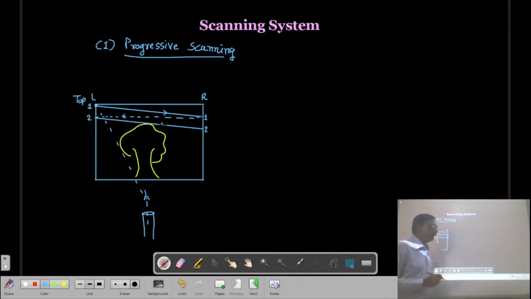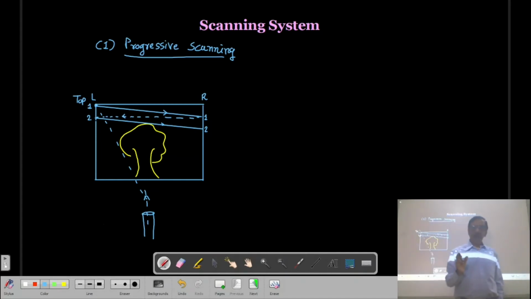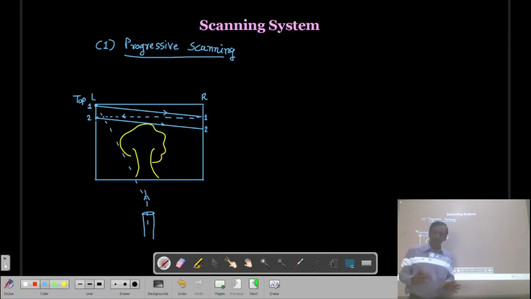But remember, when line number 1 is over and it is coming back for line number 2, during that time the electron gun will be blanked out. Means there will not be any electron beam. Here the electron beam will be cut off, and due to that you will not get any kind of video signal during this time period of 1 to 2.